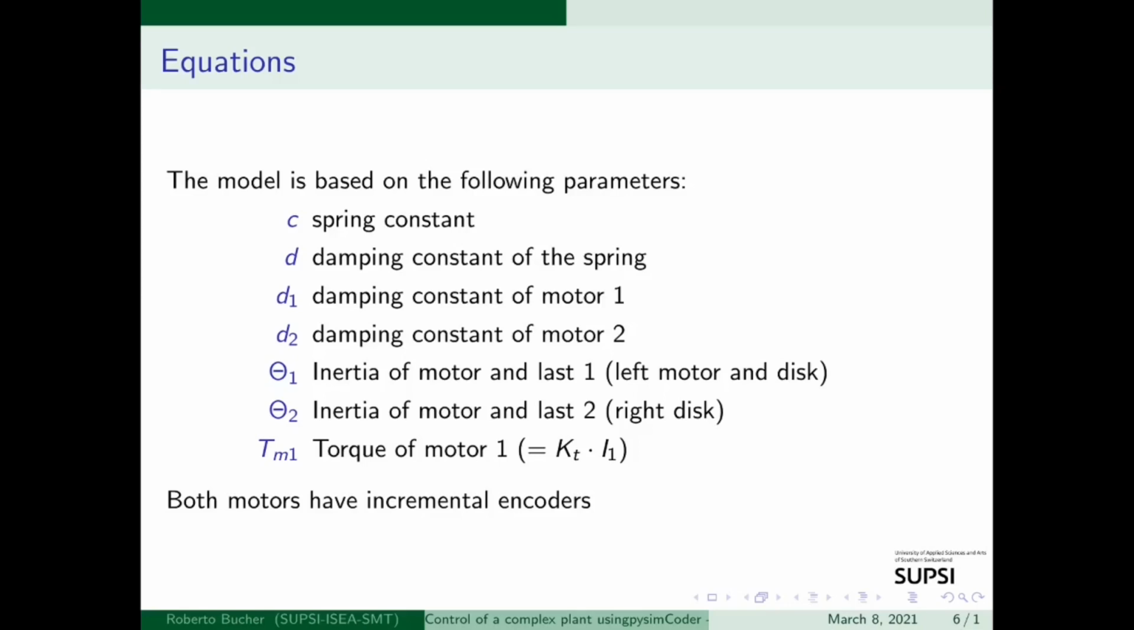The model is based on the following parameters that we have previously identified. We have the spring constant, the different damping constants of the spring and of the two motors, the two inertias of the motors, and the torque of motor 1 is used as control signal, and in particular we can control our system using the current that we give to the first motor. And both motors have incremental encoders to get the position of the two disks.